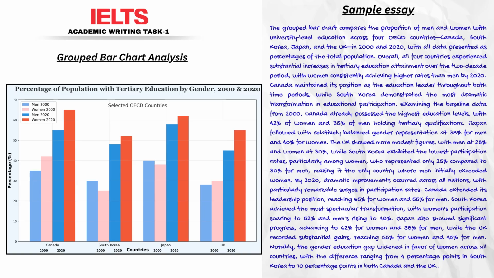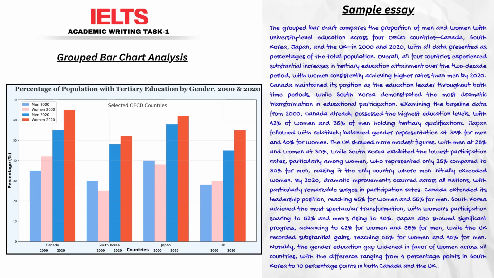Next, and arguably the most crucial part of your essay, is the overview. A common mistake is to jump right into specific percentages. The model answer avoids this perfectly. It says, overall, all 4 countries experienced substantial increases in tertiary education attainment over the 2-decade period, with women consistently achieving higher rates than men by 2020. Canada maintained its position as the education leader throughout both time periods.